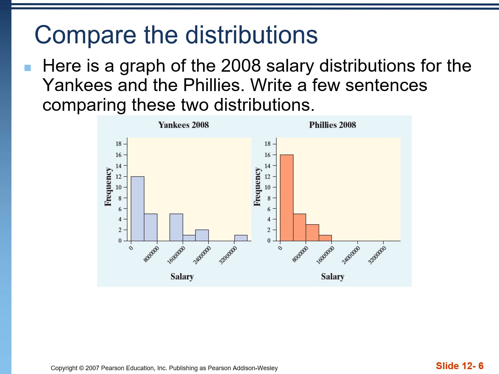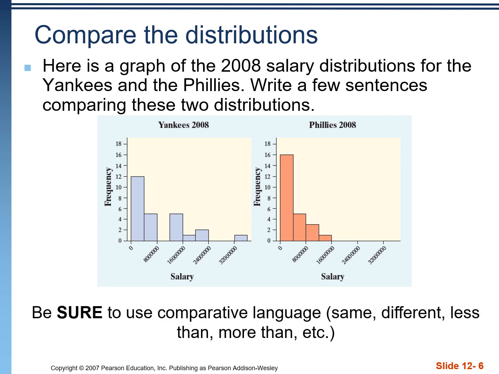And then just one note on these types of problems. Occasionally, instead of being asked to describe a distribution, we'd be asked to compare two distributions. So in this problem, we have salary distributions for the Yankees and Phillies back in 2008. And anytime we're asked to compare the distributions, we need to make sure that we use comparative language, noting what things are the same, what's different, what's bigger, what's less than, etc.